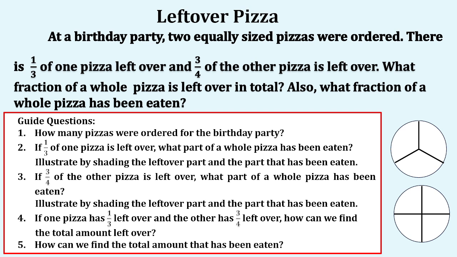So, we have here guide questions. Number 1. How many pizzas were ordered for the birthday party? Number 2. If 1/3 of one pizza is left over, what part of a whole pizza has been eaten? Illustrate by shading the leftover part and the part that has been eaten. Number 3. If 3/4 of the other pizza is left over, what part of a whole pizza has been eaten? Illustrate by shading the leftover part and the part that has been eaten.